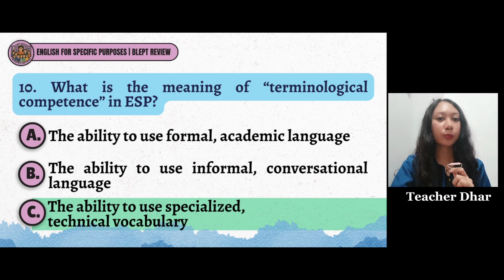understand and use specialized technical vocabulary related to a specific field or profession, as well as recognizing and applying terminology conventions and standards. Meanwhile, the other two options are incorrect because for letter A, formal academic language is related to academic writing and presentation skills. And for letter B, informal conversational language is not typically a focus of ESP, which emphasizes specialized technical communications.